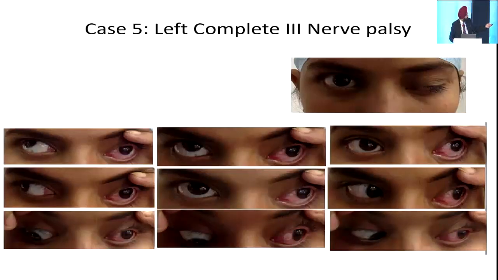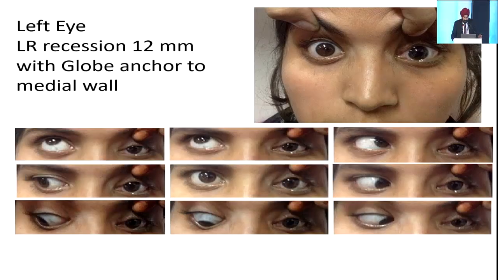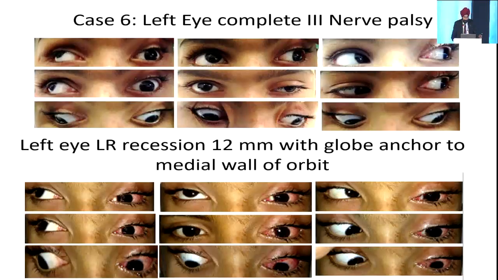In complete third nerve palsies, such as the one here on the left, you can see full ptosis, eye in down and out position, no movement whatsoever. You have an option of anchoring the globe to the medial wall, or the periosteum in the medial wall, along with the recession of the lateral rectus, and you can get good alignment in primary, but there will be no ocular movements after that.